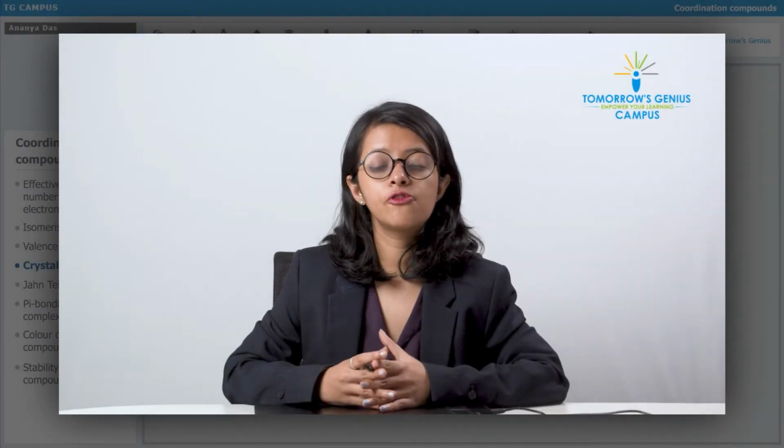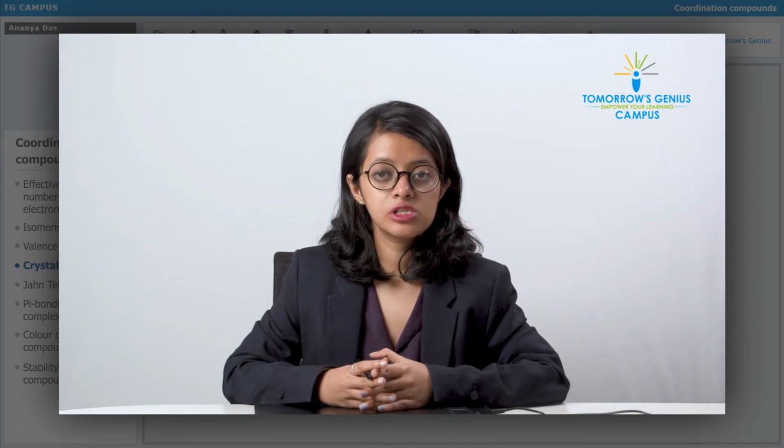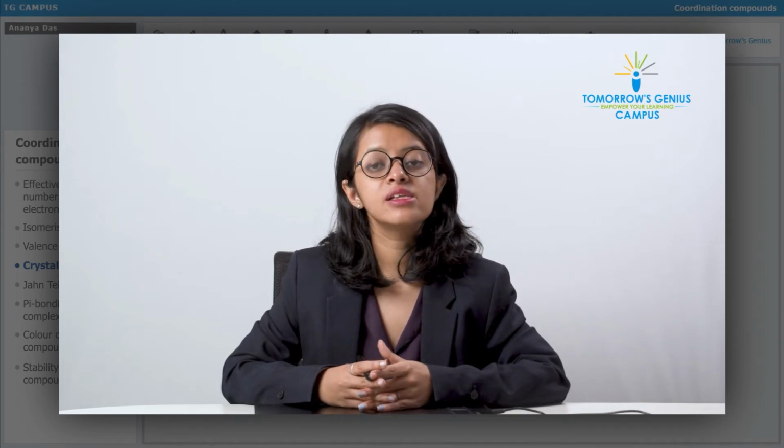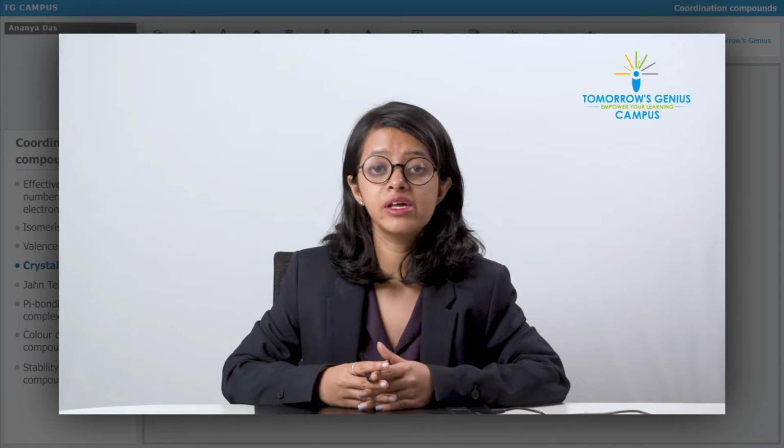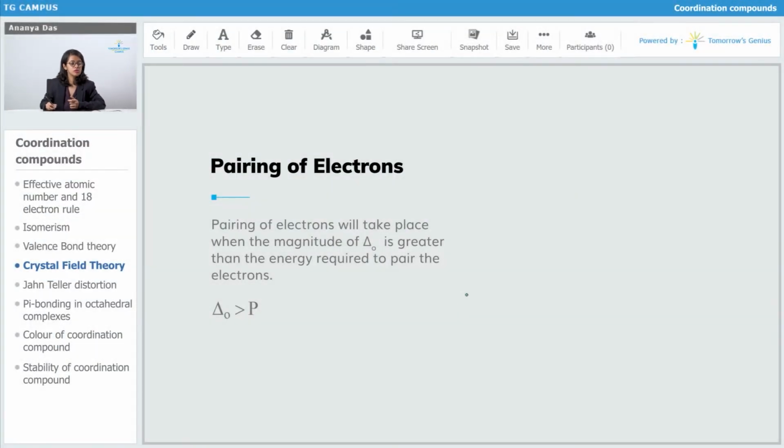Okay, so pairing of electrons. Whenever electrons are paired in a complex, there has to be an energy spent, which is known as the pairing energy. So the pairing energy is denoted by P.